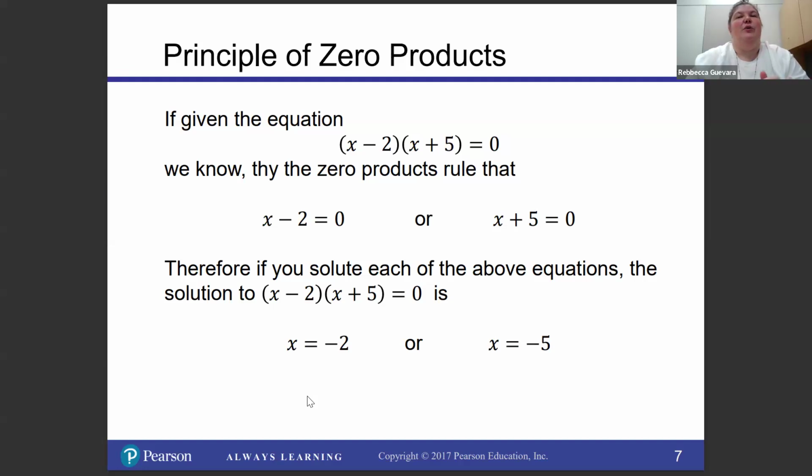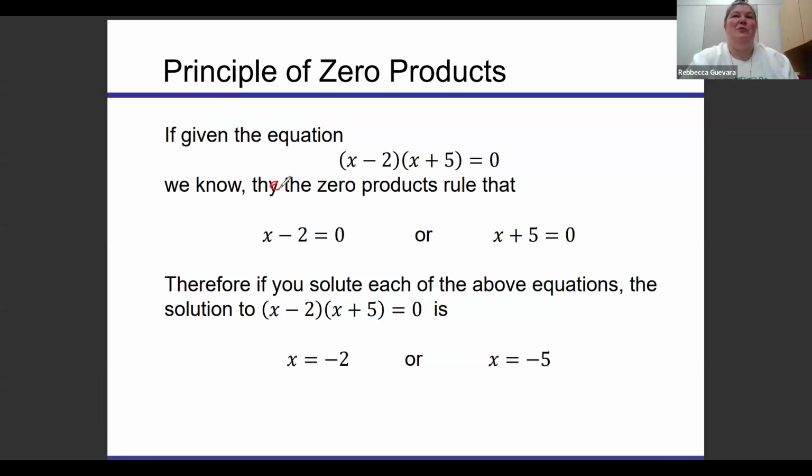Okay, so if we're given the equation (x minus 2)(x plus 5) equals 0, we know from the zero product rule that either this here has to equal 0 or this here has to equal 0. So we look at both of those binomials. What we do is we set each one individually to 0, and then we just solve for x. And these ones are easy ones. Some are a little more complicated.